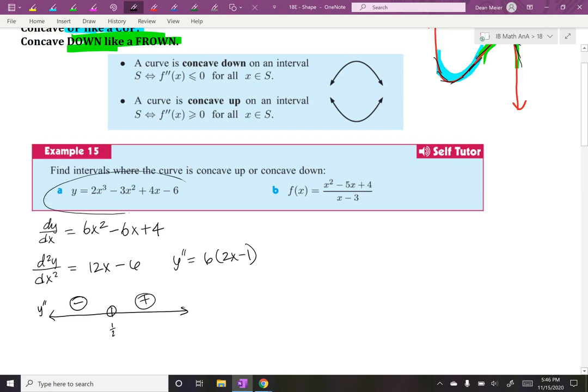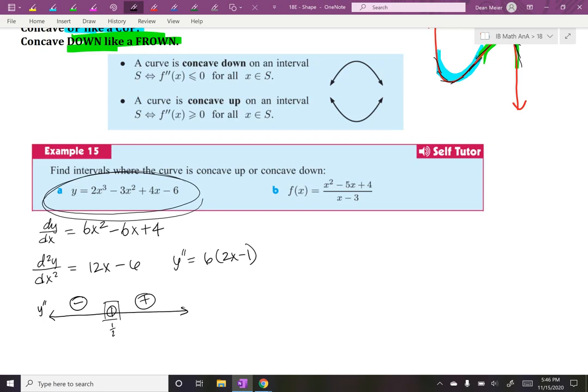So that tells me this entire graph right here is either concave down like a frown or concave up like a cup at different points of the graph. And the concavity changes right there at a half. That's going to be important because that's going to be the point of inflection coming up in the next section. So what about B?